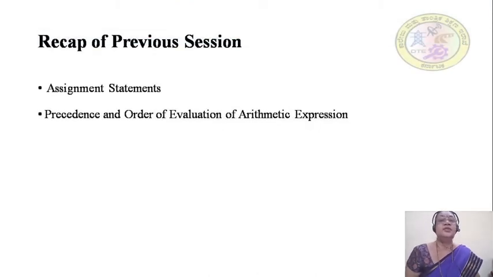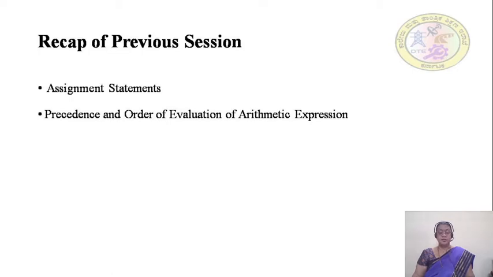In the previous session, we discussed assignment statements and then the precedence and order of evaluation of arithmetic expressions. An arithmetic expression can be evaluated using an assignment statement. The syntax of an assignment statement is identifier is equal to expression, where identifier represents a variable and expression represents a constant, a variable, or a more complex expression.